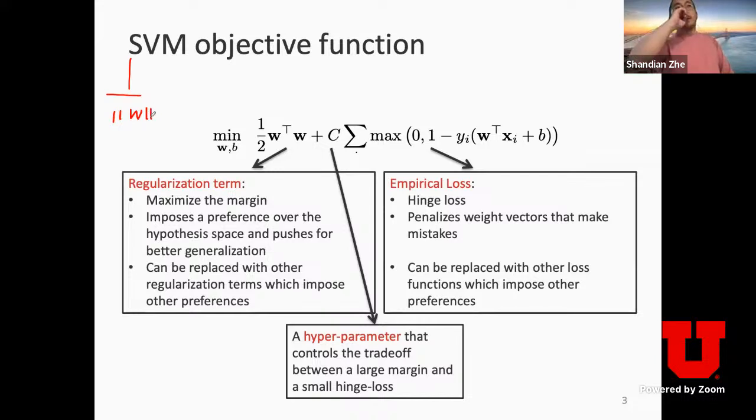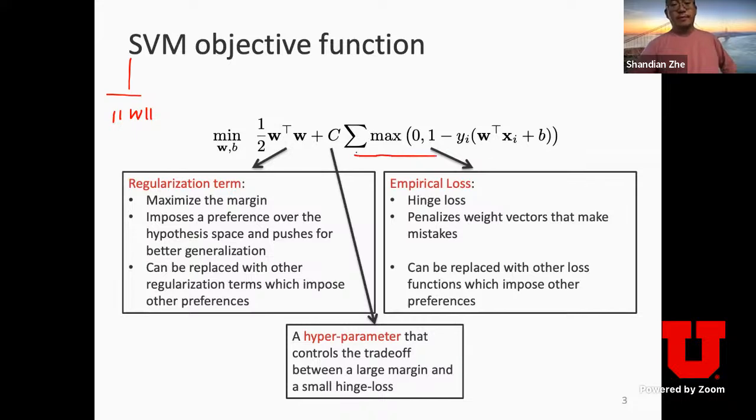Remember, in our SVM formulation, we require that the functional margin, namely the numerator of the distance of all the data points to the hyperplane, its minimum is 1, right? So then that means the margin becomes 1 over the W norm, right? So if you want to maximize the margin, you are essentially minimizing the squared norm of W, right?